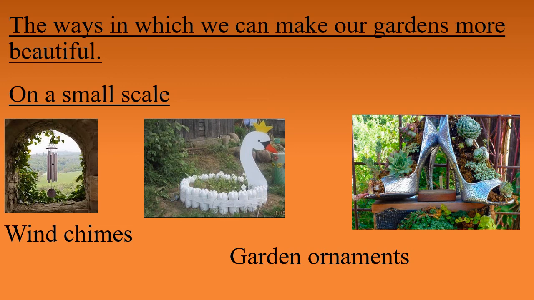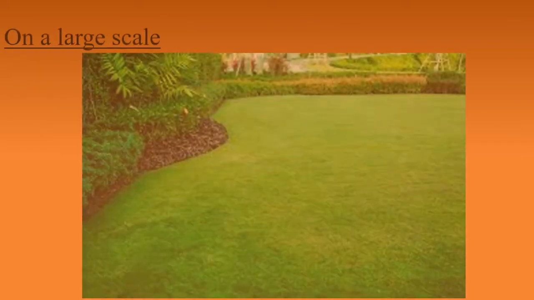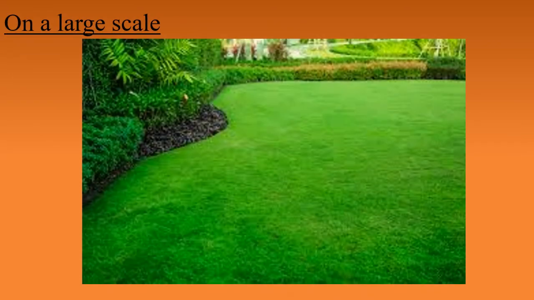Look at the second picture in this slide. What is used to make the swan? Empty plastic bottles are used. Look at the third picture. Can you tell me what is used to make it? Yes, a pair of shoes. On a large scale, if the garden is big, you can create a lawn as shown in the picture, bordered with bushy plants.